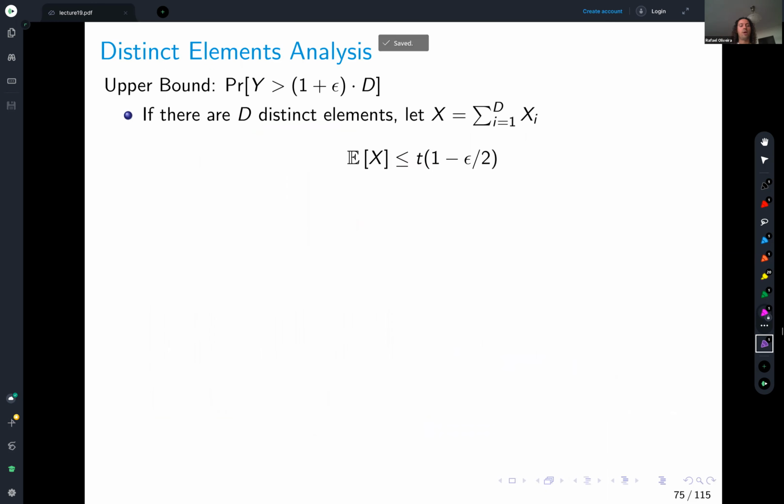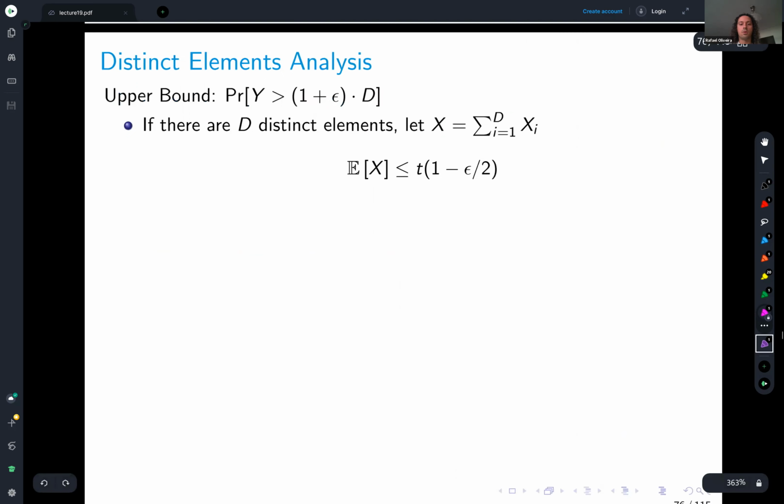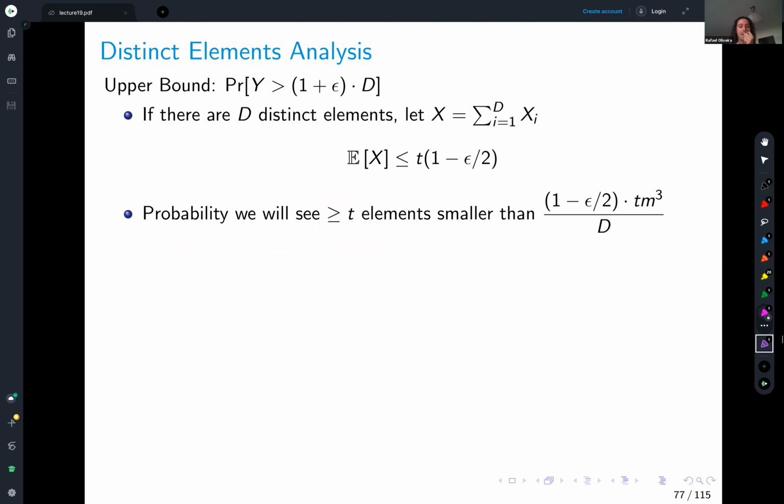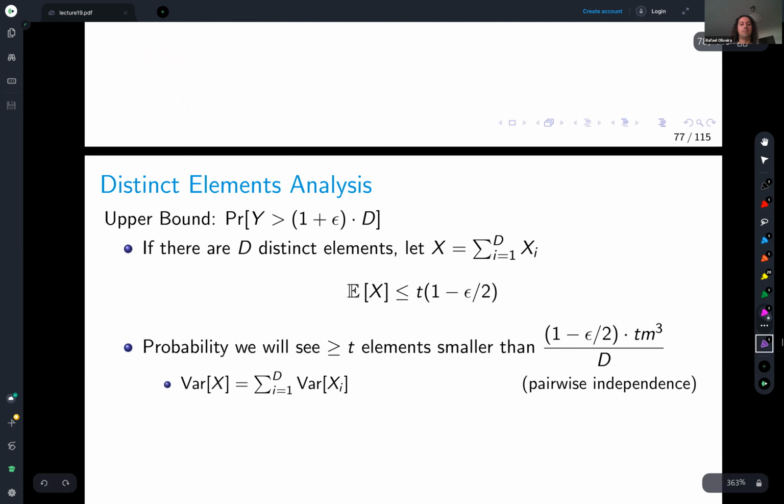So, okay, if we have d distinct elements, let's say that this random variable x is the sum of the indicator variables for each distinct element. We know that the expected value of x is less than or equal to t times (1 minus epsilon over 2). So then, what's the probability that we will see greater than or equal to t elements smaller than (1 minus epsilon over 2) times this small quantity?